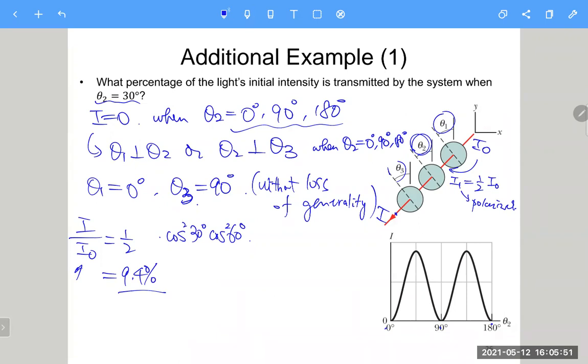But based on this figure, we can actually determine the angle of the theta 1 and theta 3. And then finally, we can calculate the intensity when theta 2 is 30 degree or any other degree. Just say you can calculate when theta 2 is 45 degree or whatever, or if you have a calculator, you can just calculate when theta 2 is like 41 degrees. So this is about the polarization.